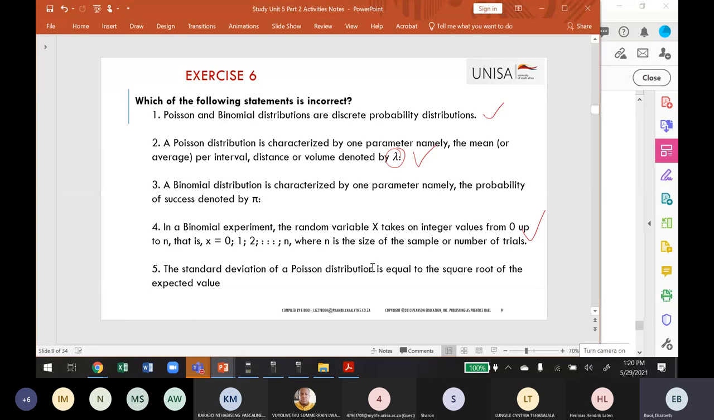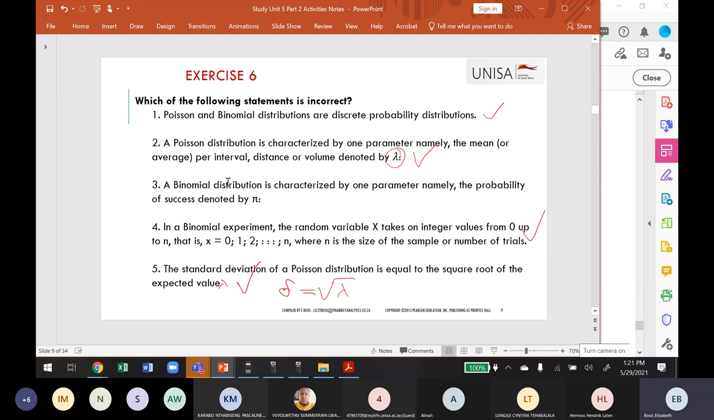The standard deviation of a Poisson is equal to the square root of the expected value. Is that correct? Remember, the expected value here is lambda, since we said it there. The mean or the average or the expected value per interval or distance. So the standard deviation is equal to the square root of the expected value. Is that correct? Yeah. That is the formula of the standard deviation, the square root of your mean. So therefore this is correct.